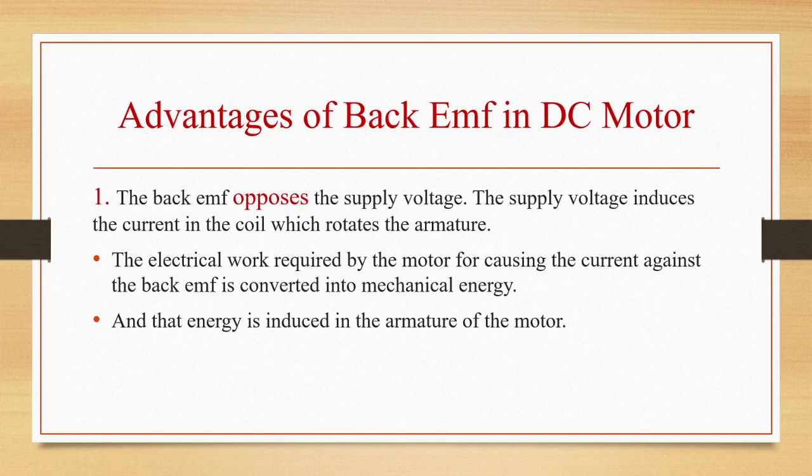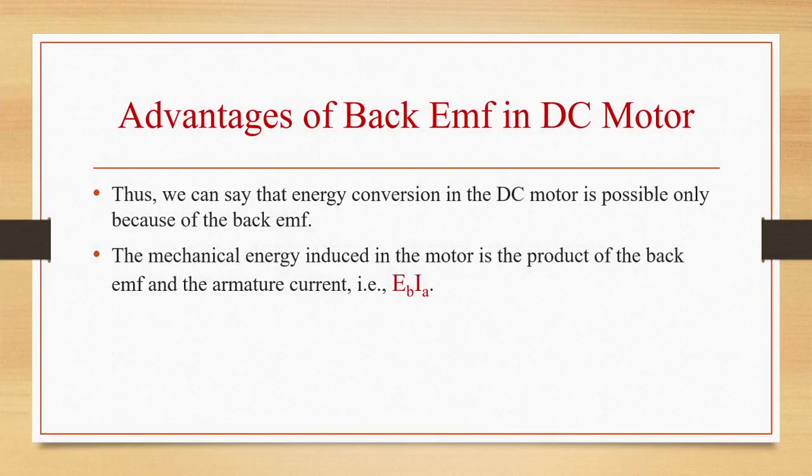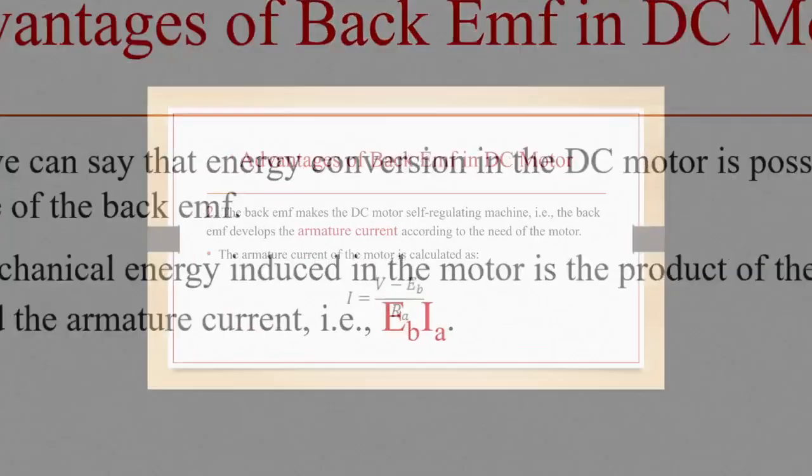So let us see the advantages of back EMF in a DC motor. The first advantage is that back EMF opposes the supply voltage. The supply voltage induces the current in the coil, which rotates the armature. The electric work required by the motor for causing the current against the back EMF is converted into mechanical energy, which is developed in the armature of the motor. So we can say that energy conversion in a DC motor is possible only because of back EMF. The mechanical energy developed in the motor is the product of back EMF and armature current, that is EBIa.